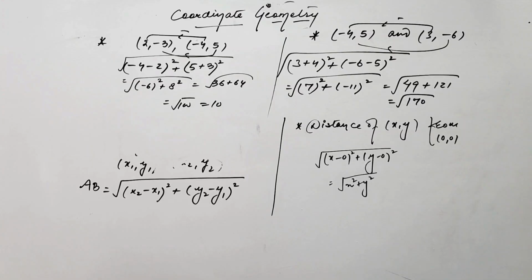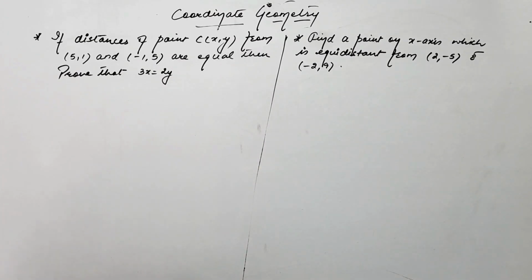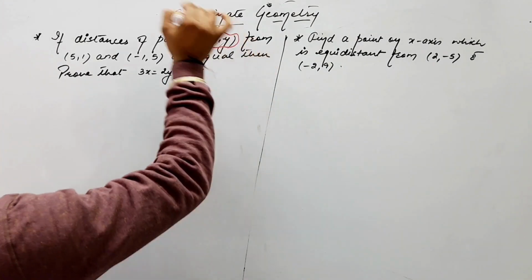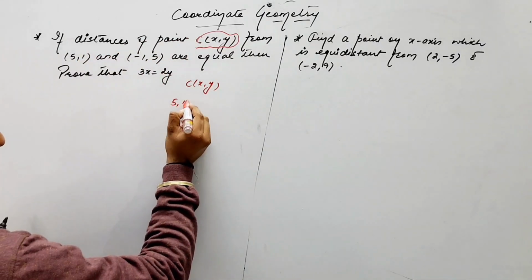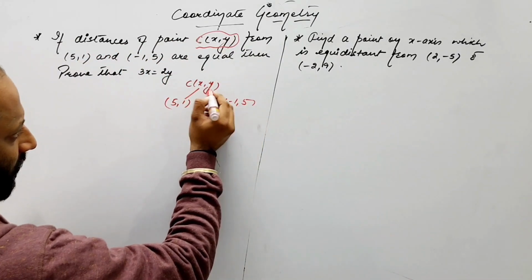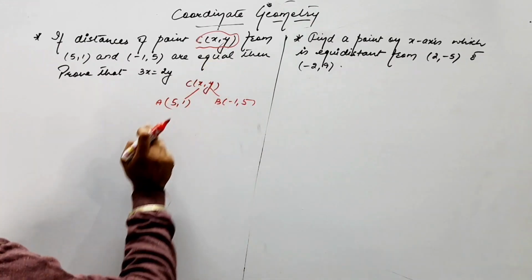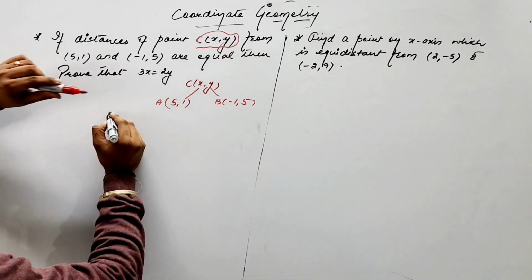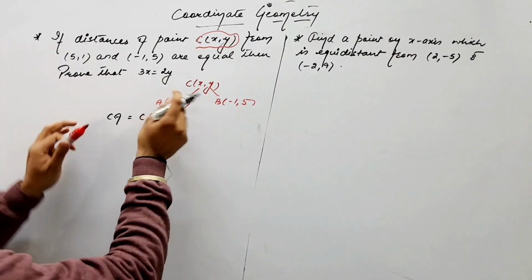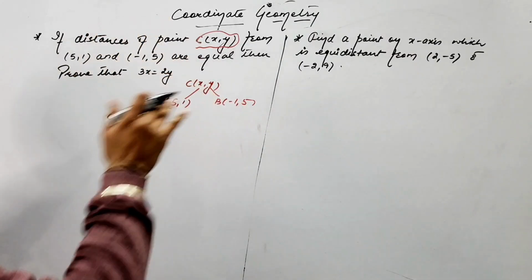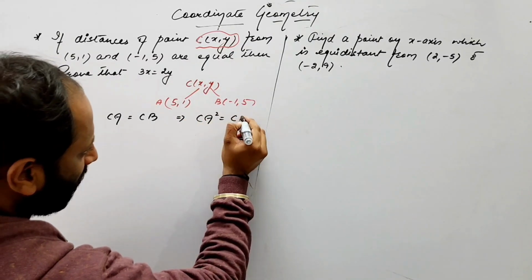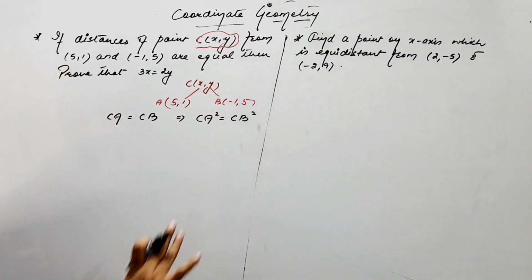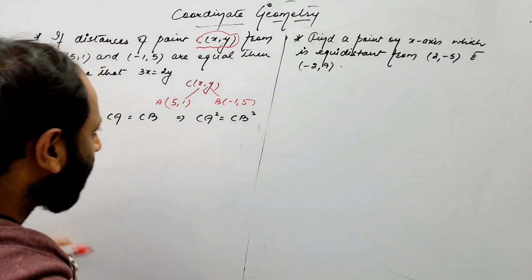Now we will use its application. The next question is in front of your screen. If the distances of this point C from this and this point, suppose these are A and B, are equal. So according to the question, what is given? C from A and B are equal. The distance of C from A and the distance of C from B are equal. Now if their distances are equal, their squares are also equal. No problem, because in this way the square root will be eliminated. Now what is CA?